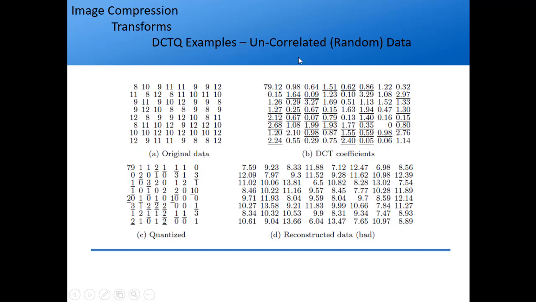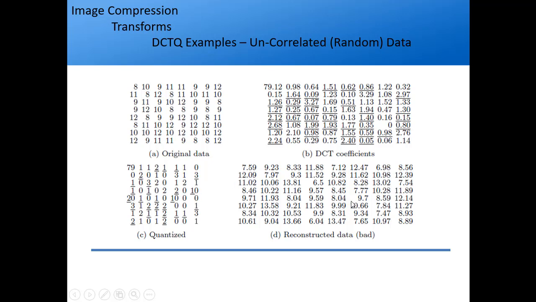So this is uncorrelated or random data now. You see there is no correlation between this data. It is randomly increasing, by 2 here, by 3 here, then 8 here, it keeps changing. So this is uncorrelated data. If you take the DCT coefficients, you get this value, and if you quantize it, you come here. In the previous example most of the values were 0. They are not 0 here. For example, you have a high value of 20 here, a high value of 10 here.